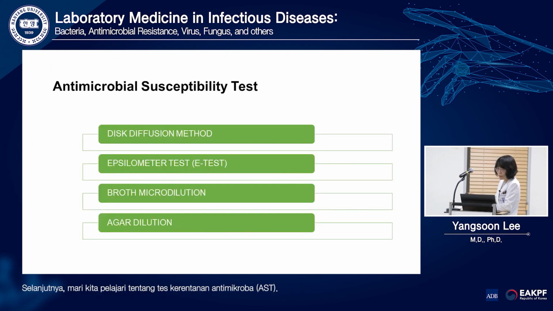Next, let's learn about AST. There are 4 major methods for testing antimicrobial susceptibility. Agar dilution is the gold standard. According to that, we are using broth microdilution, disc diffusion, and E-test more conveniently.